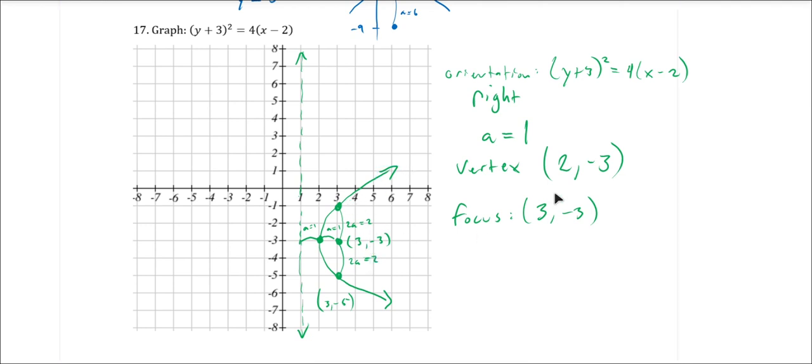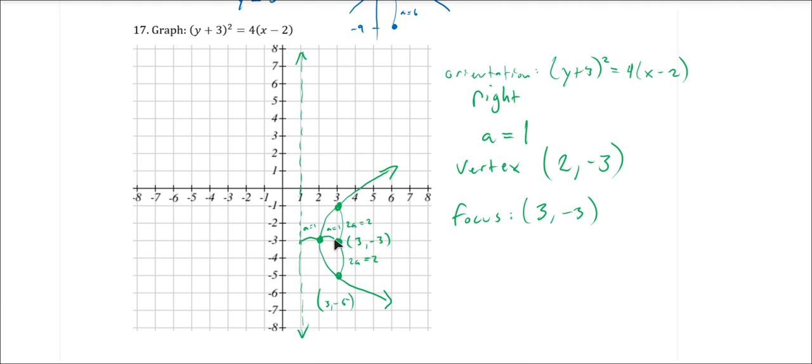Let's talk about it. So this one has a value of 1. It's got a vertex at 2, -3, and it is rightward opening. The y value is squared, this term is positive, and so this opens to the right. That's going to let us pick a vertex, pick our focus, wrap the parabola around that, and then going the same distance to the left, we have our directrix.